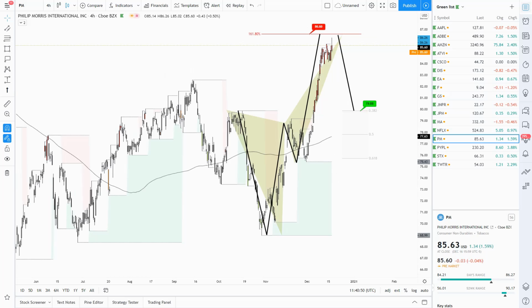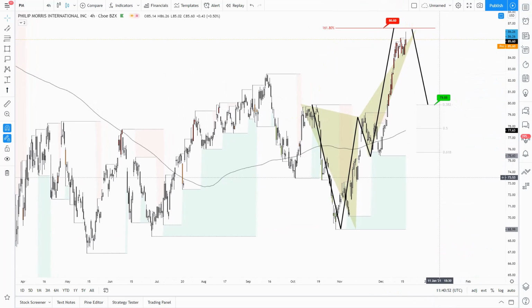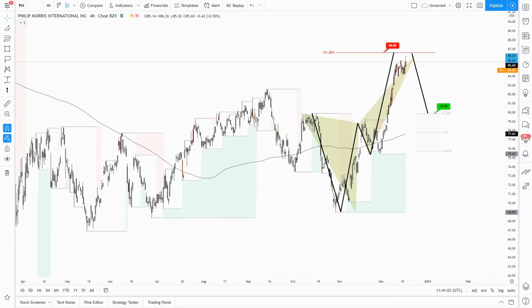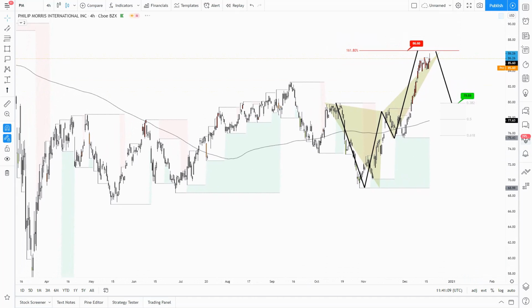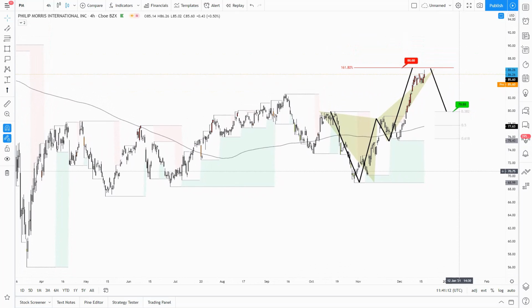So this is Philip Morris, also approaching a crab pattern at 86.60, actually just a few points above the most recent highs. That pattern may suggest a retracement back to 79.88. Let's see how the market will react once the price touches those levels.